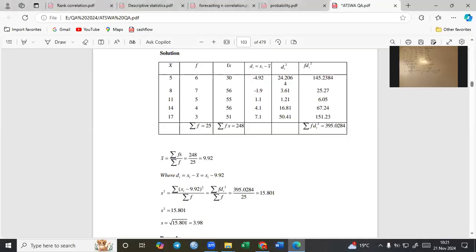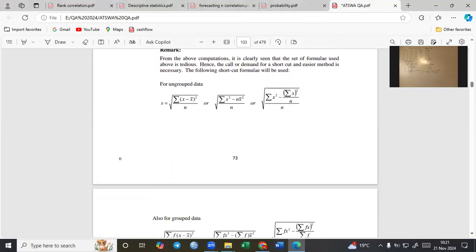Now, let us continue with another example. From the above computation, it is clearly seen that the set of formulas used above is tedious. Hence, the call or demand for a shortcut or easier method is necessary. The following is a shortcut method. There you go, if you want to use it. Now, the formula there, you want to write it down. S is the standard deviation. S is equal to the summation of, but there is no big difference.